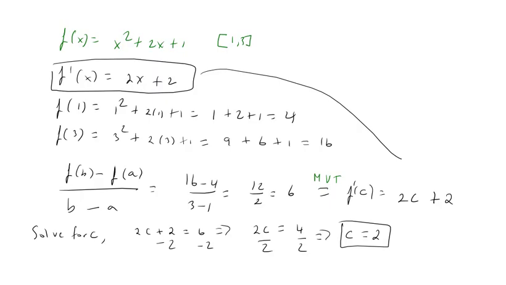And we can show that 6 is equal to 2 times 2 plus 2, and 2 times 2 is 4 plus 2, so 6 equals 6. So the mean value theorem works for this example.